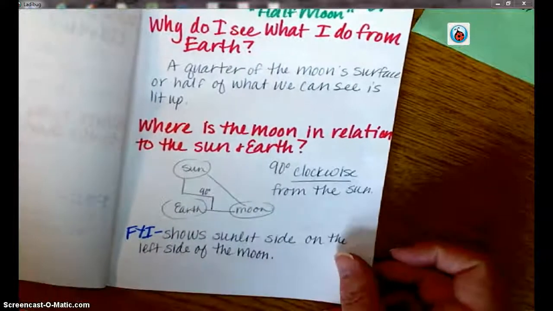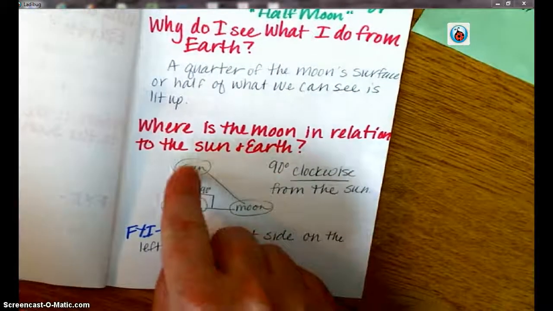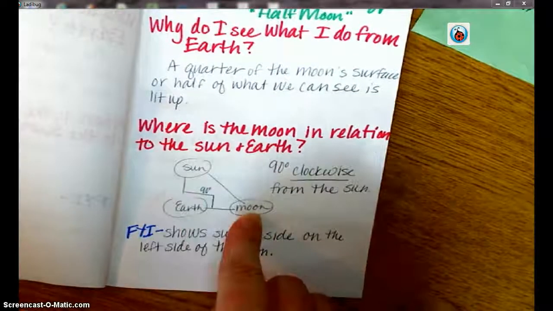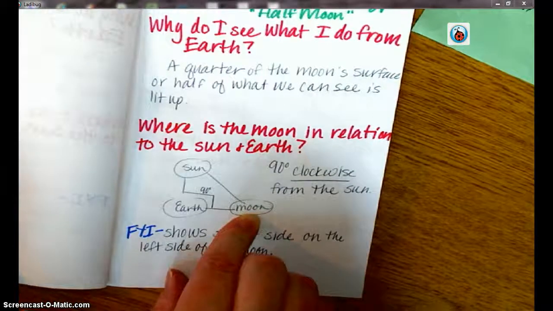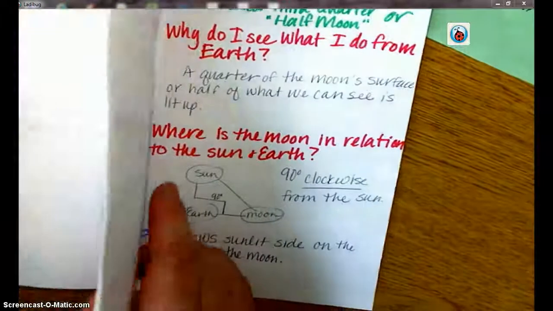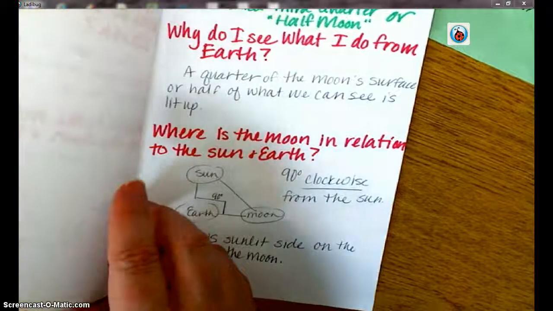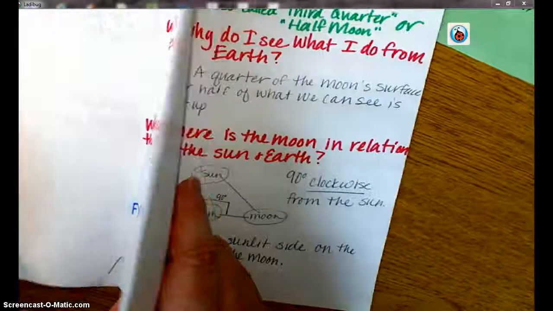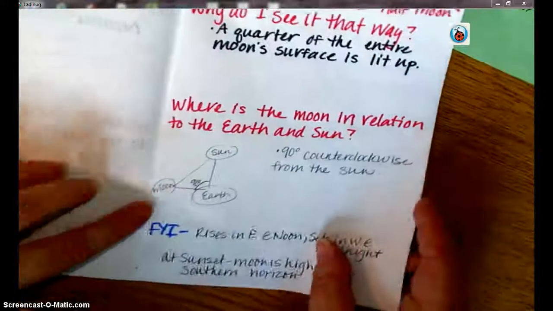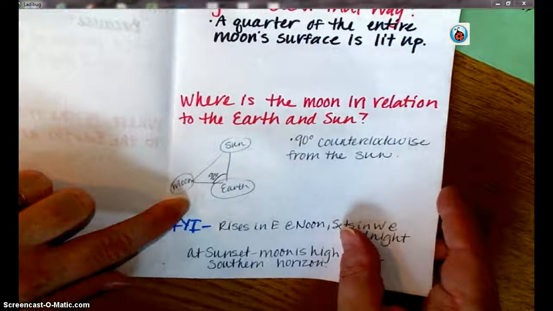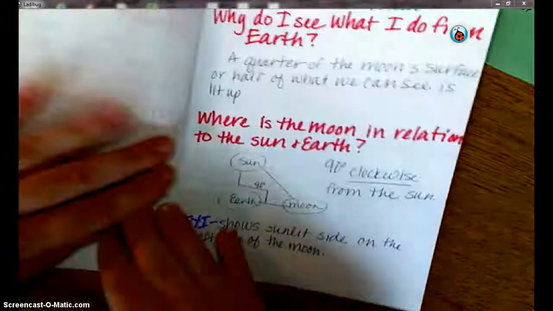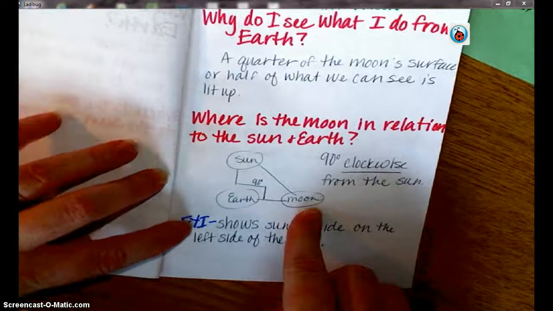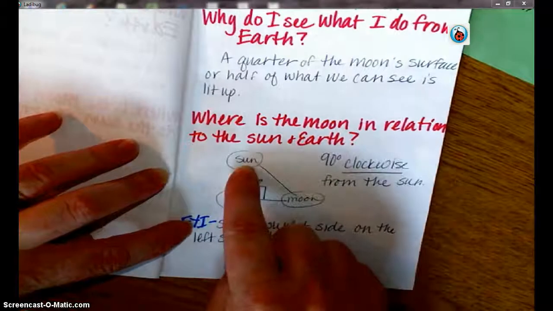So where's the moon in relation to the sun and the earth? Well, if here's the sun and here's the earth, the moon is going to be 90 degrees clockwise from the sun. It's the exact opposite. So if this picture right here was the first quarter, where the moon's on this side, last quarter, the moon's on that side, as long as your sun is right there.